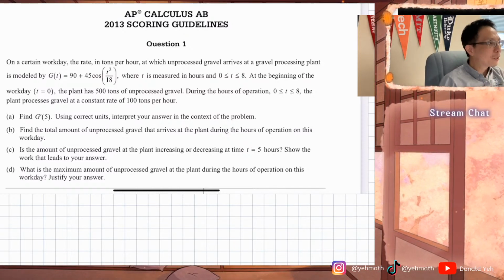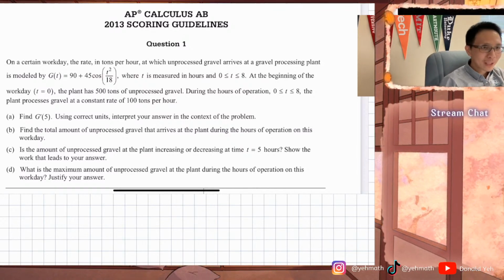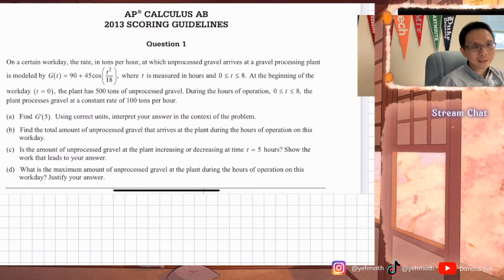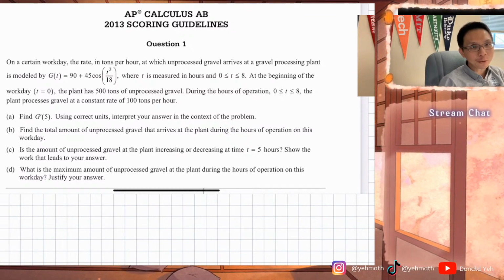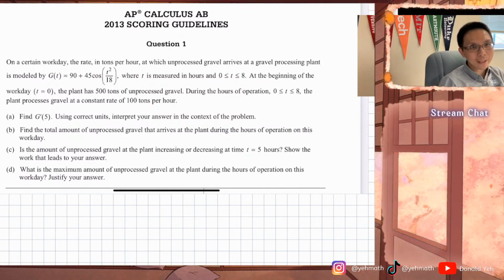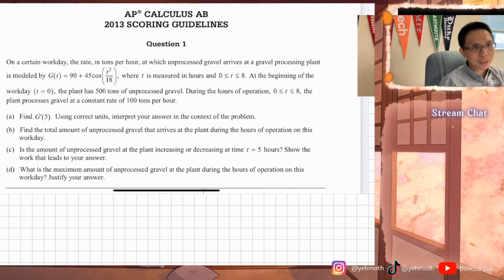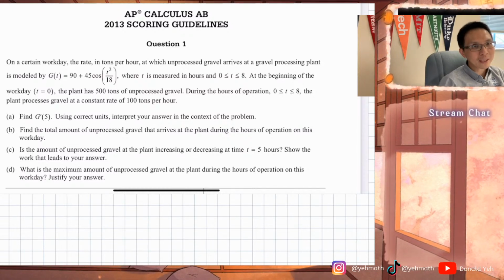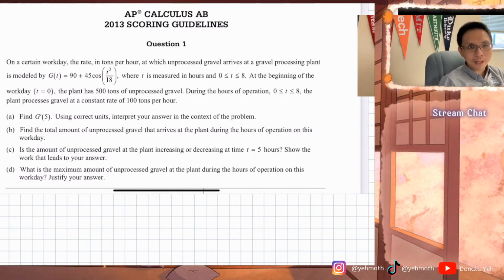All right. So we're going to talk about this question. On a certain workday, the rate in tons per hour at which unprocessed gravel arrives at a gravel processing plant is modeled by G of t equals 90 plus 45 cosine of t squared over 18. I don't know how they came up with that equation, but that's actually interesting.